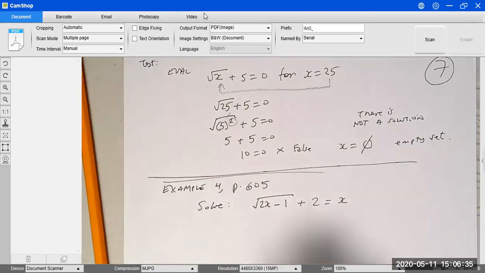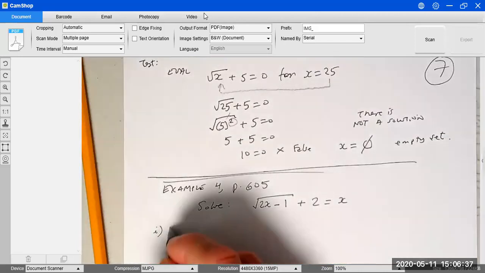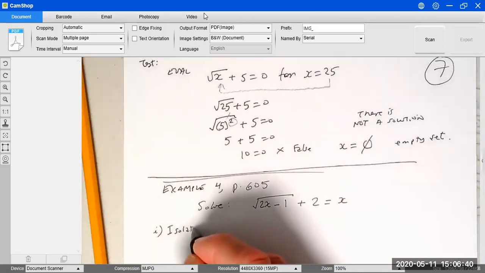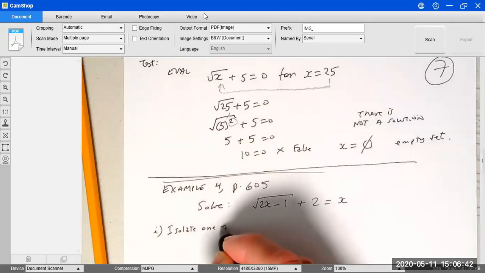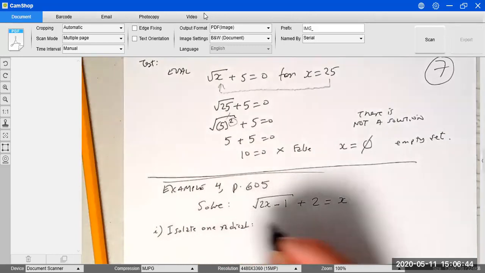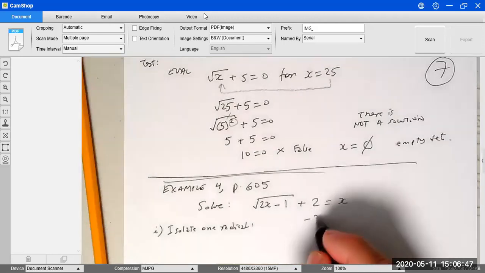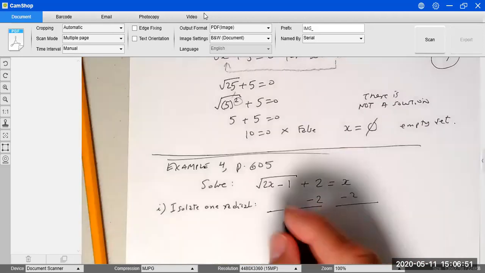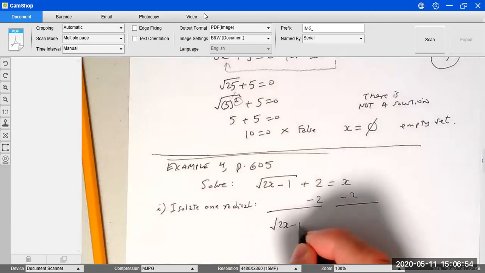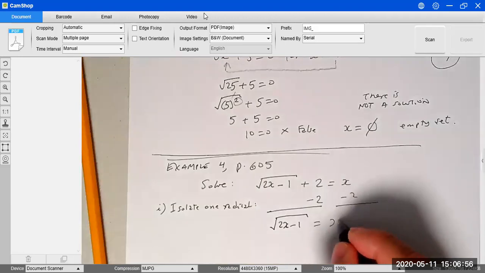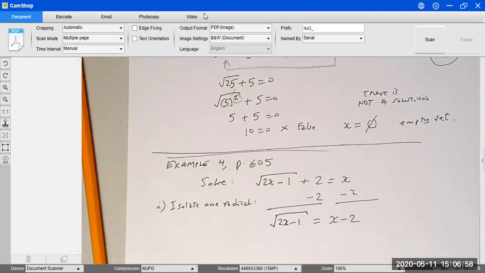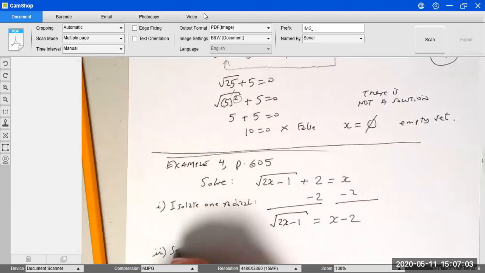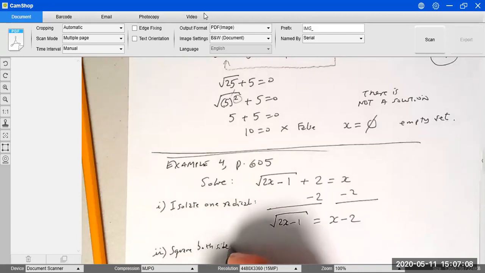So first we're going to isolate one radical. To do that, we're going to subtract 2 from both sides of this equation. So we get square root of 2x minus 1 equals x minus 2. So now we have our radical isolated. So the next step is we're going to square both sides of the equation.